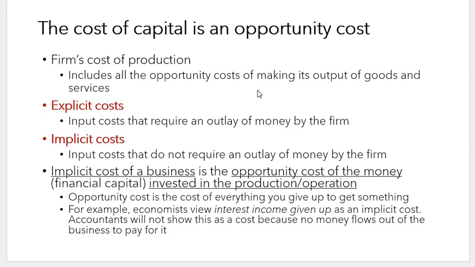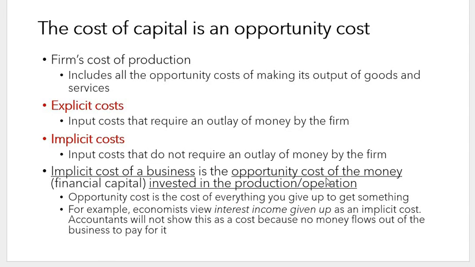The general term costs, when we are talking outside of economics, is what we define as explicit costs here. Those are costs to purchase inputs, which require an outlay of money by the firm. Implicit costs literally means the part of cost that does not require an outlay of money from the firm. So it's sometimes hard to detect, sometimes overlooked, but is very important in the decision making of production.